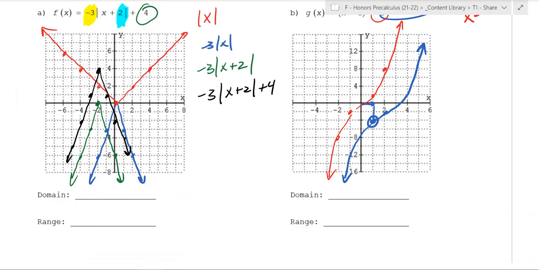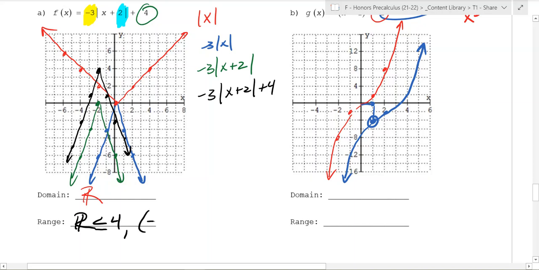So let's go back and fill in the domain and range for each of these. Well, the absolute value of x by itself, the domain was all real numbers. And if you move it around, it's still going to be all real numbers. Now, for the range, for this final graph, look at the black one in the center here. What's the highest y value? Well, the highest y value is 4, and it only goes down. So the range has to be less than or equal to 4. Another way to say that is negative infinity all the way up to 4, and it's also inclusive of 4.